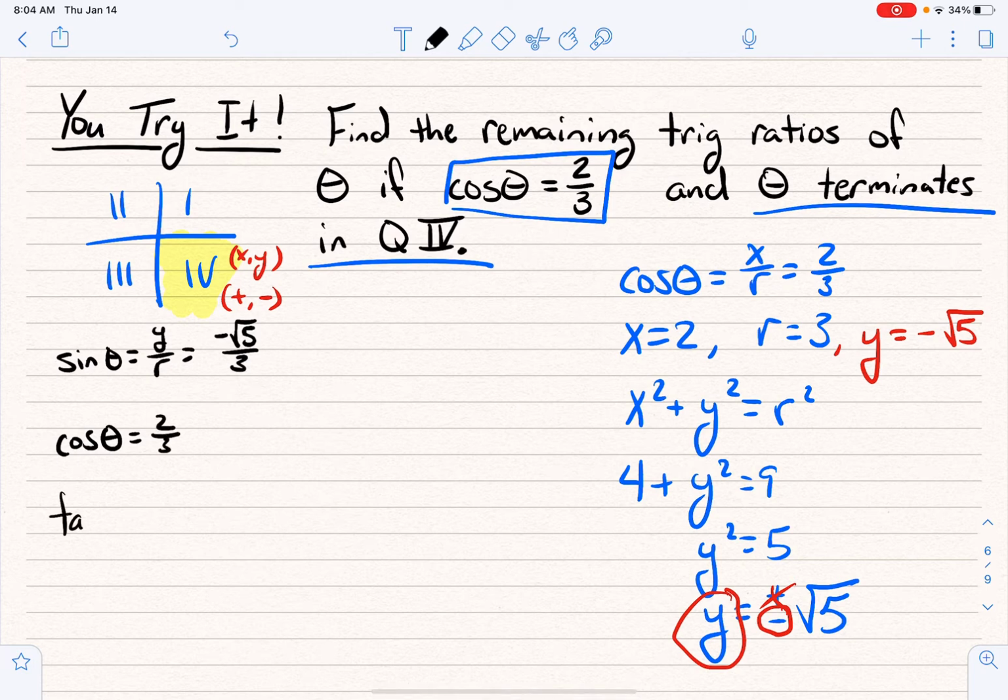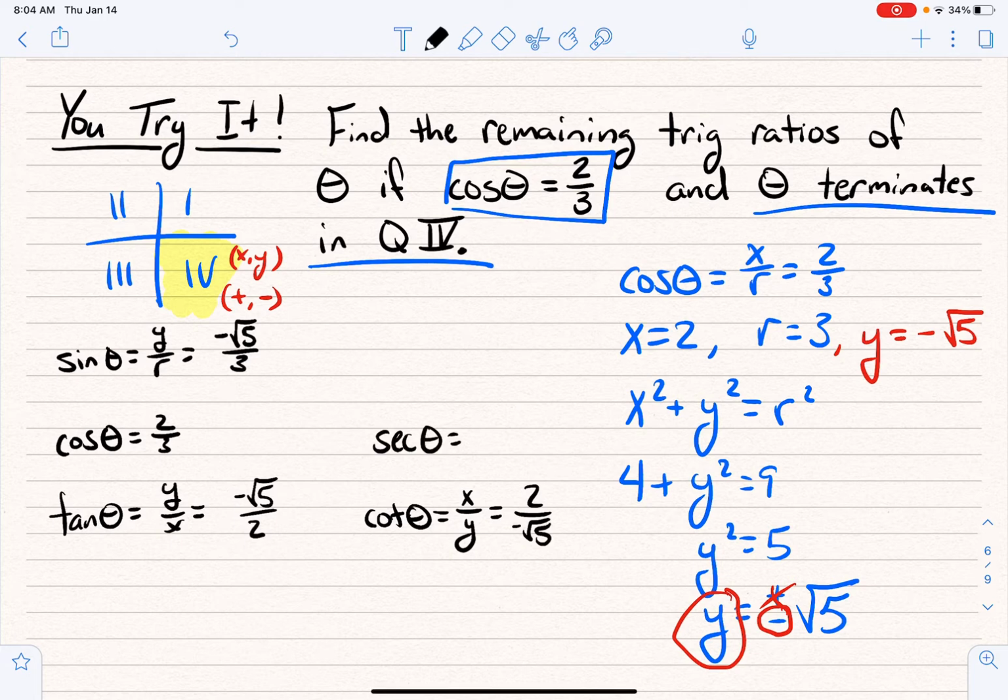Tangent theta is y over x, and so y is negative square root of 5, and x is 2. Cotangent theta, we just flip that. It's x over y, so it's going to be 2 over the negative square root of 5. Secant theta, we just flip cosine, so that's r over x, which is 3/2. And cosecant theta is equal to r over y, so we just flip sine theta, and we get 3 over negative square root of 5.